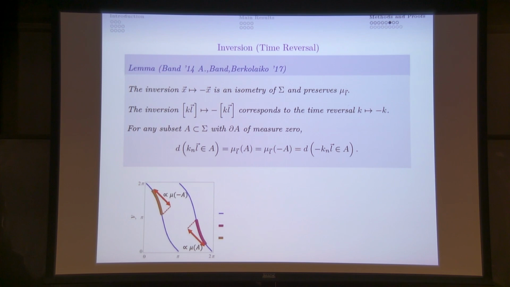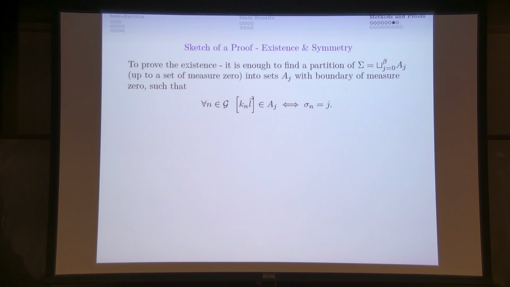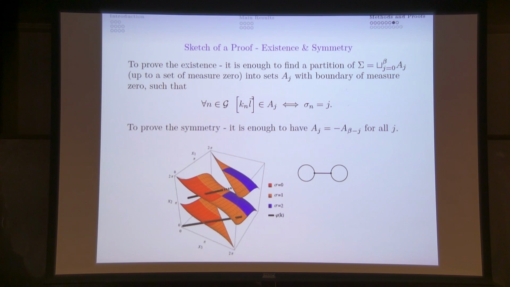And why do I call it time reversal? Because taking this point on the torus, setting it to minus the point on the torus, is like taking k and setting it to minus k, which is what we do in time reversal symmetry. So under these two methods that I just showed you, we have a certain sketch of a proof. If we can now partition our manifold into sets up to measure zero, such that each point lies inside A_j if and only if sigma_n is equal to j, then I won. Then I show that the density of sigma_n equal to j is well defined. And if I show that A_j is minus A_(beta minus j), then I also got my symmetry. So this is what I'm aiming for.